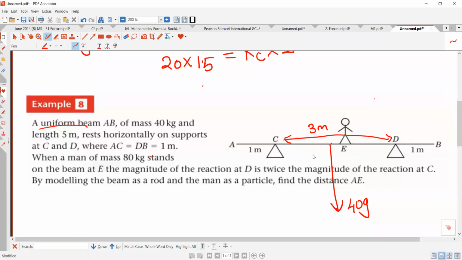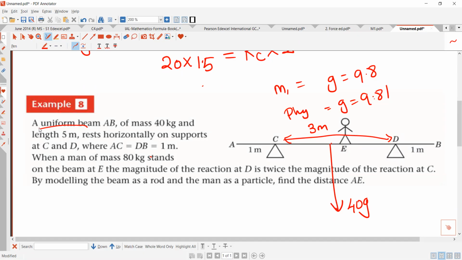G value 9.81. In M1, those who are doing M1 should know, and those who are new should know, your value of G is 9.8. If you take 9.81, your 1 mark is gone. In physics, it's 9.81. Remember this?